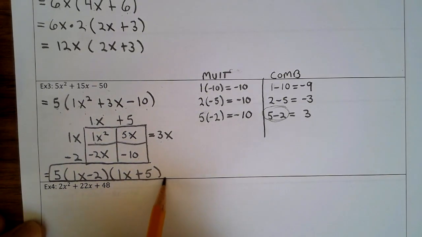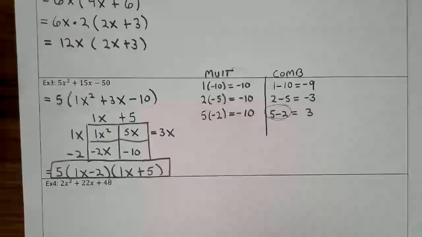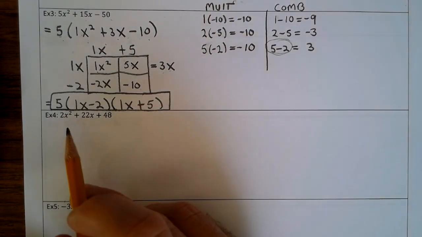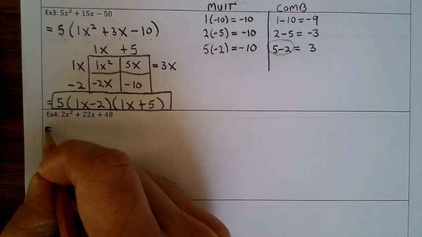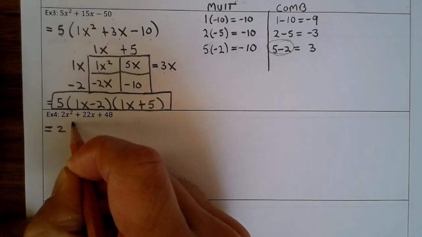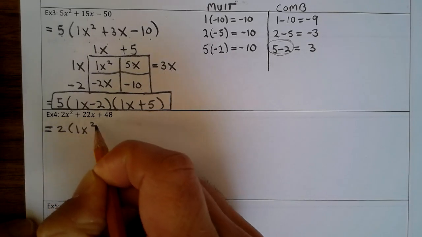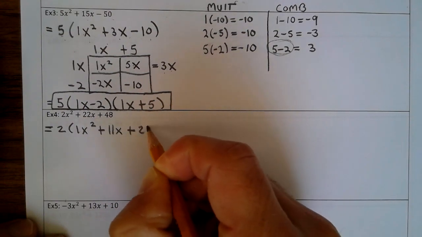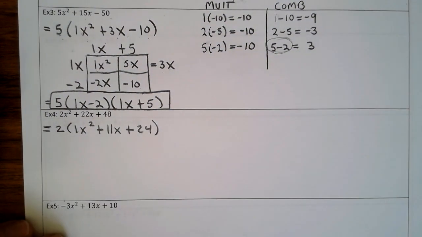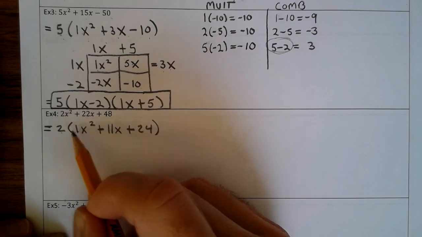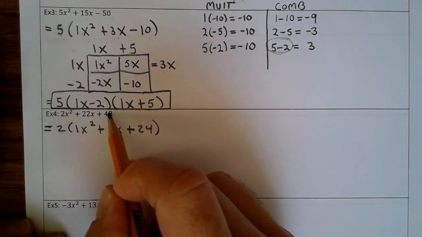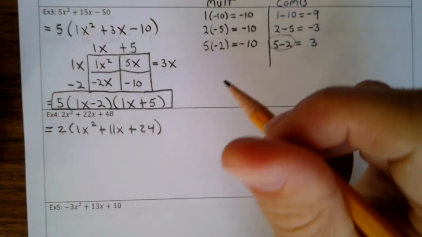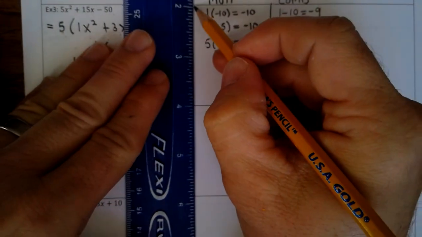All right, let's take a look at example 4. All right, looks like here we can factor out the greatest common factor of 2, which leaves 1x squared plus 11x plus 24. And the way you get that is 2 divided by 2 is 1, 22 divided by 2 is 11, 48 divided by 2 is 24. Now it looks like here we draw our box.